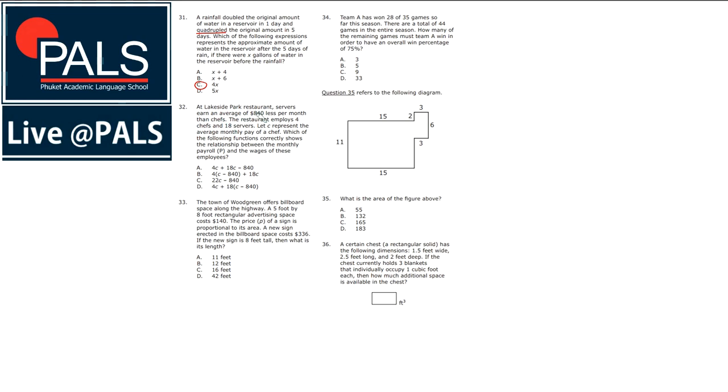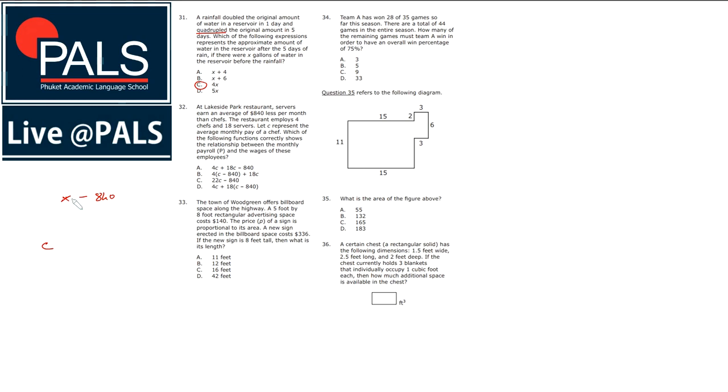At Lakeside Park Restaurant, servers earn an average of $840 less per month than chefs. So this is the expression for the salary of the servers. The restaurant employs 4 chefs and 18 servers. Let C represent the average monthly pay of a chef.